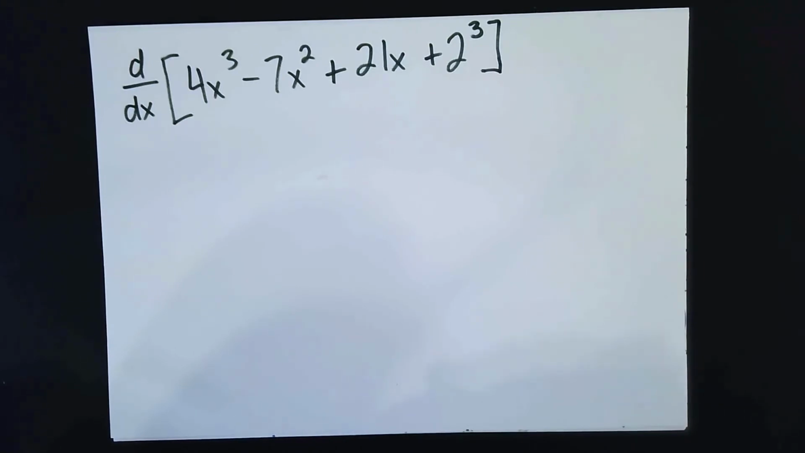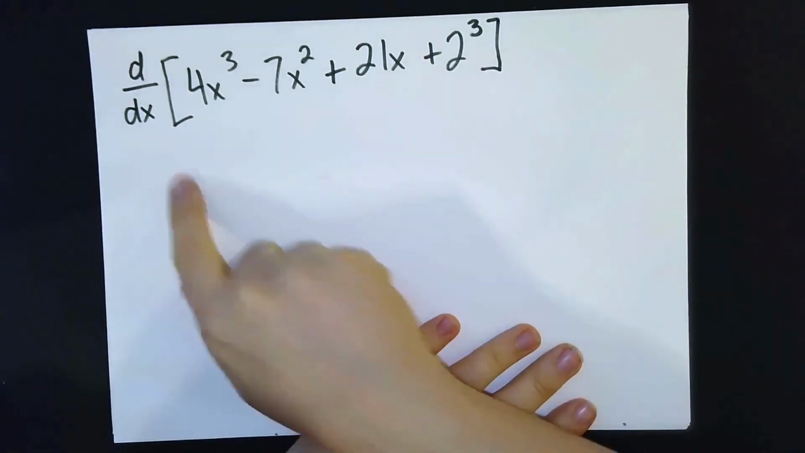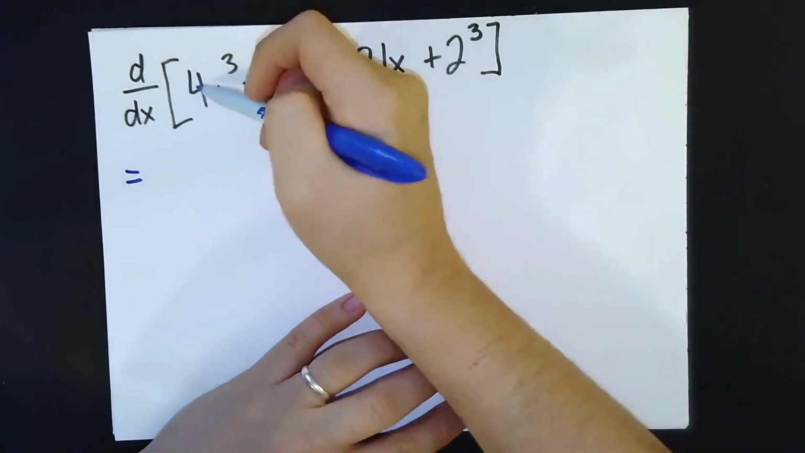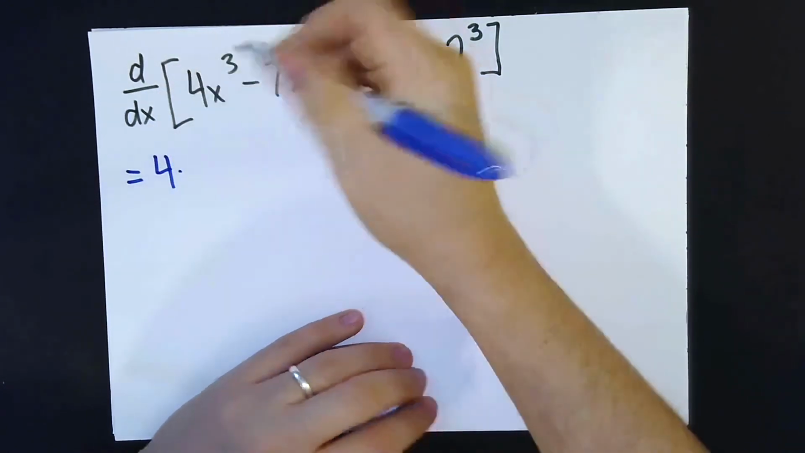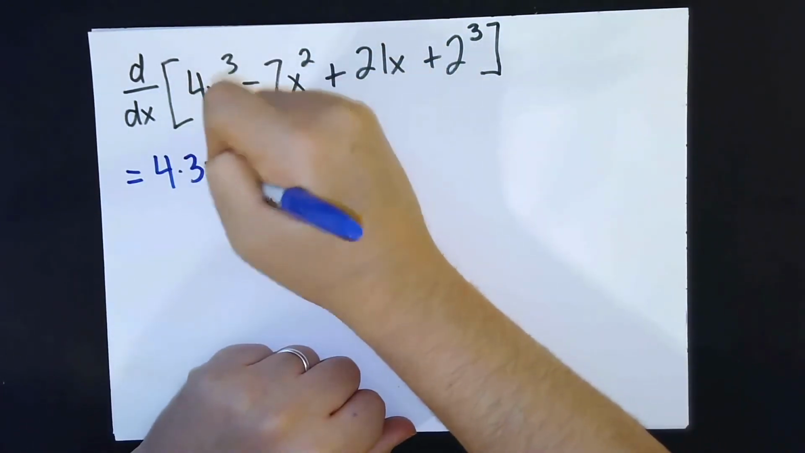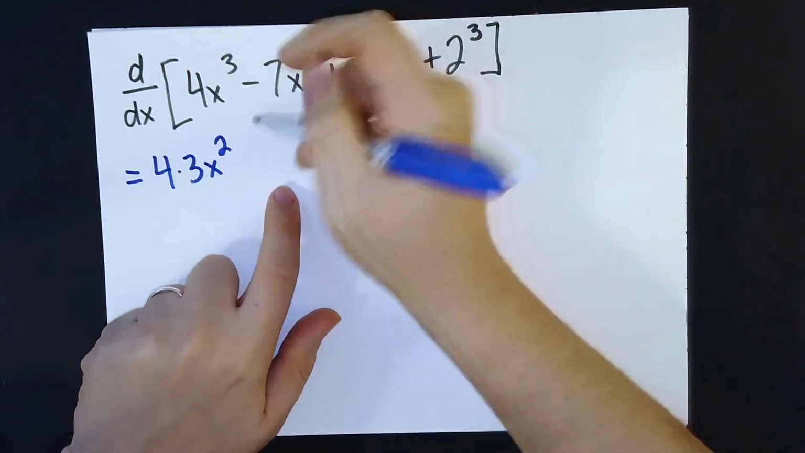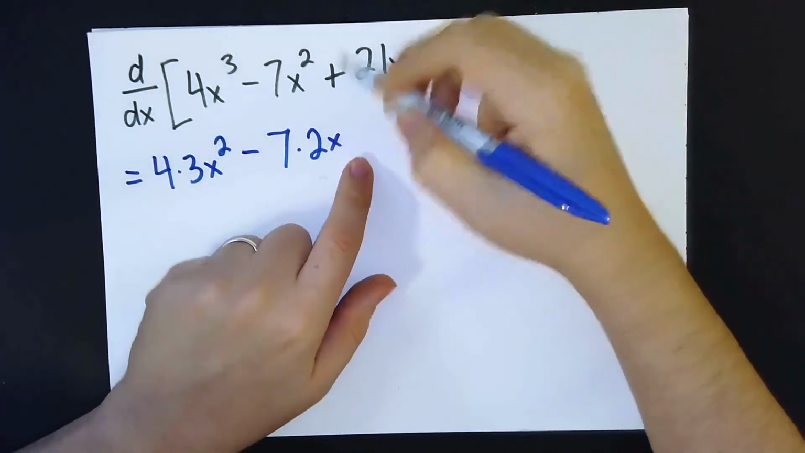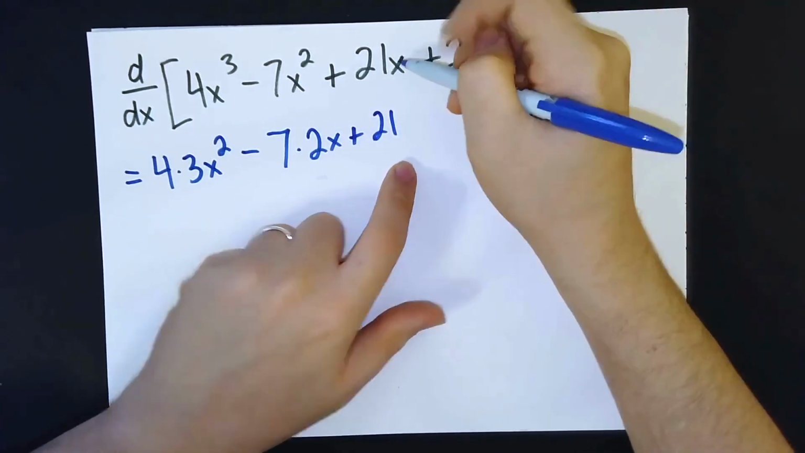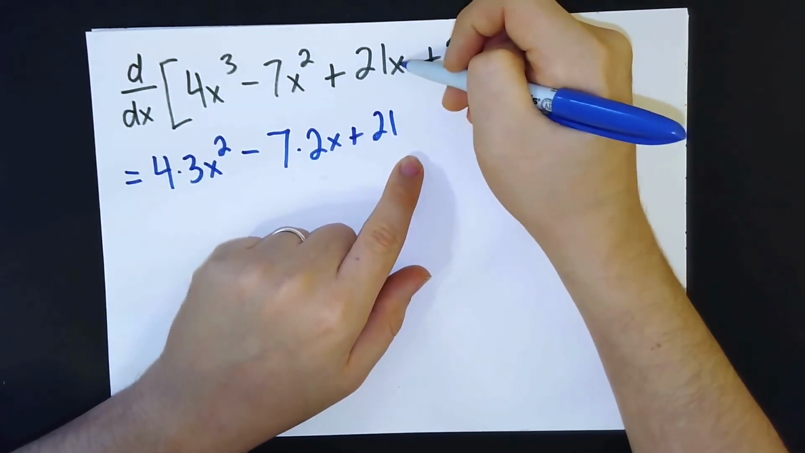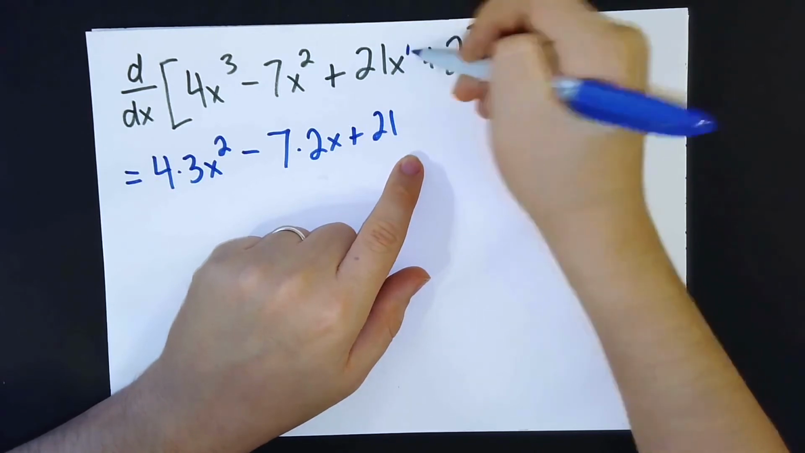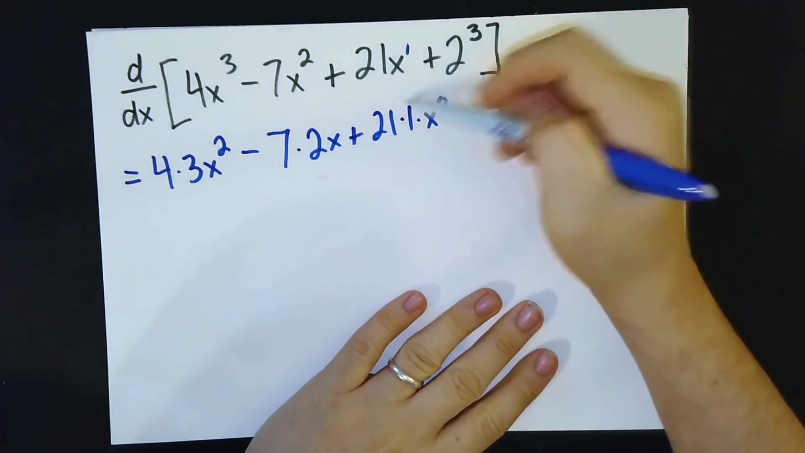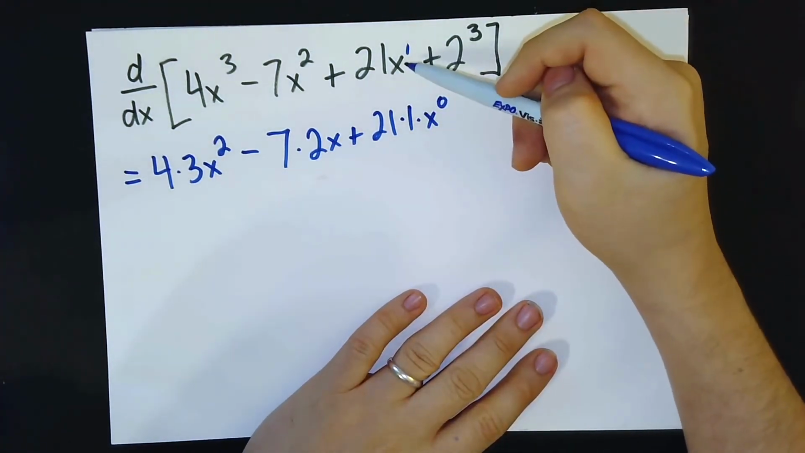So if we put all of our rules together, we can now actually handle something like this. And it's not even too bad. This first thing is going to be 4 times the derivative of x cubed, which by the power rule is 3x squared, minus 7 times the derivative of x squared, which is 2x, plus 21 times the derivative of x. Okay, x, note, is x to the first power, so this is 1 times x to the 0th. But this, and this is worth noting too, the derivative of x is just 1.